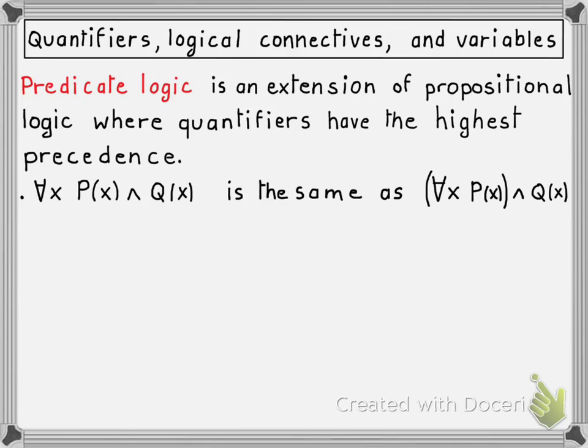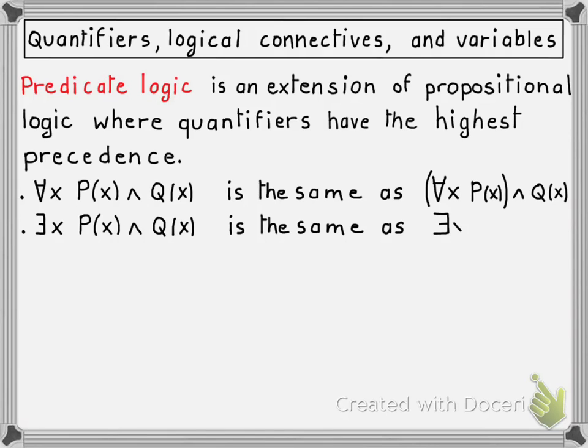And similarly, the existential quantifier also has a higher precedence than the logical connective, so there exists x, p of x, and q of x. If you write it like this, by default, the precedence of this quantifier is higher than the precedence of the conjunction, therefore there exists x only applies to p of x.